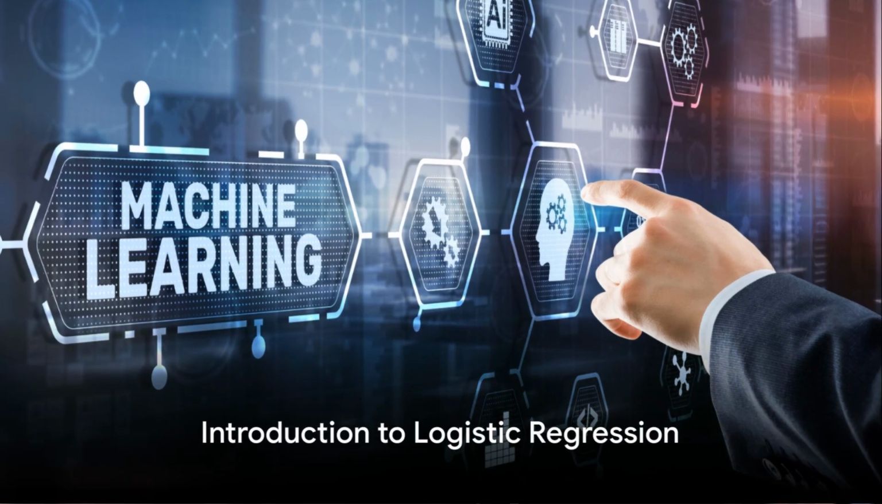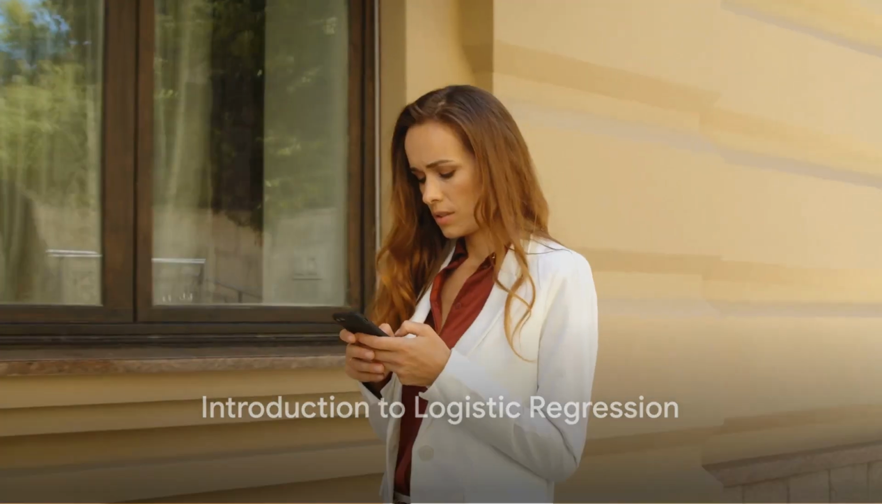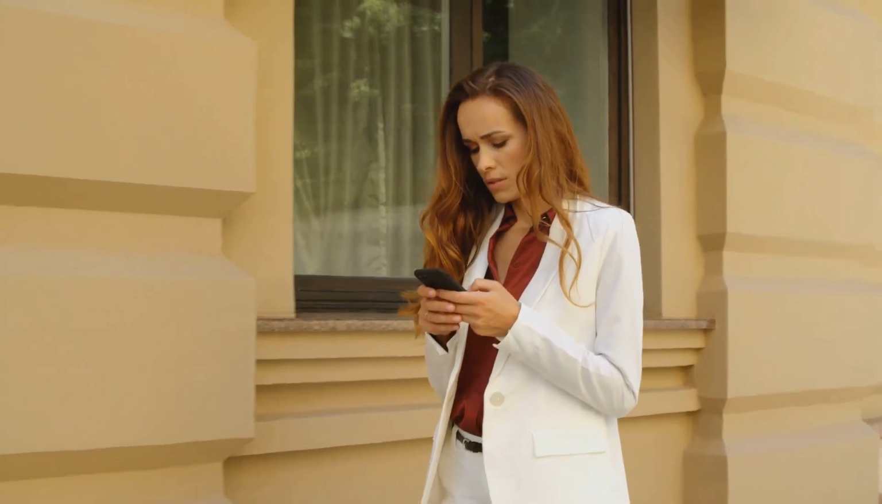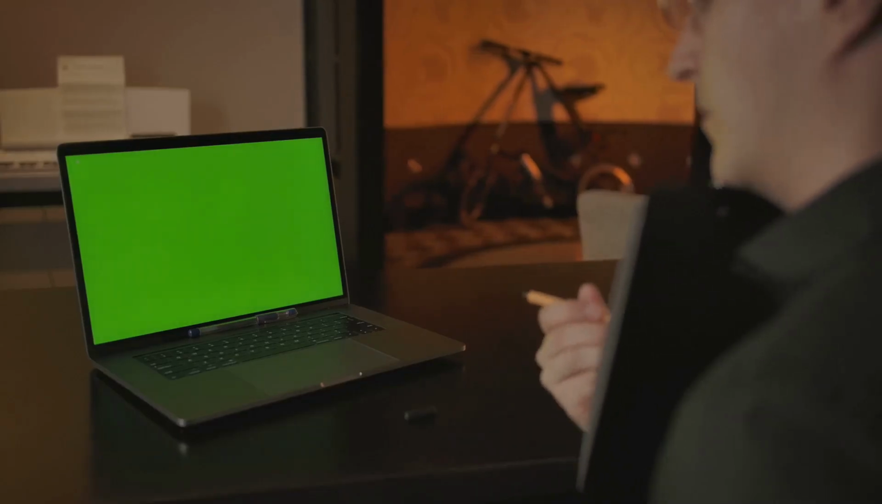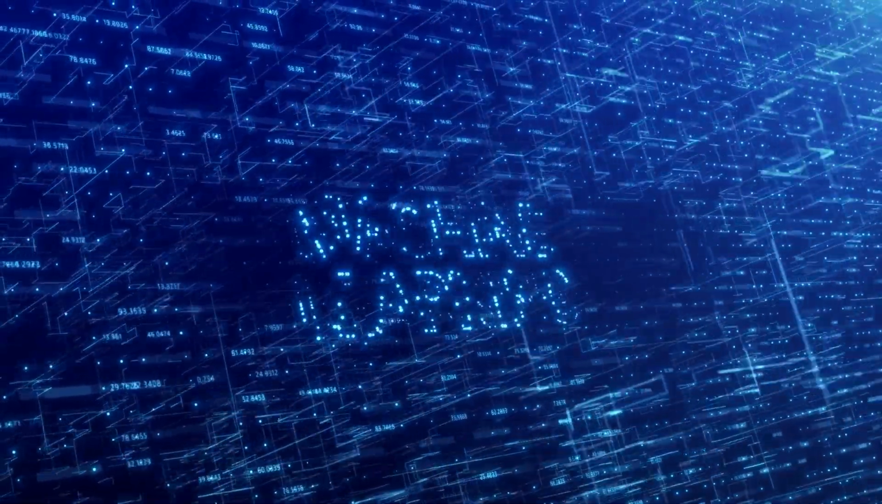Have you ever wondered how machines make decisions? How can they predict if an email is spam or not? Or if a transaction is fraudulent? The answer is often logistic regression, a cornerstone of machine learning and data science.